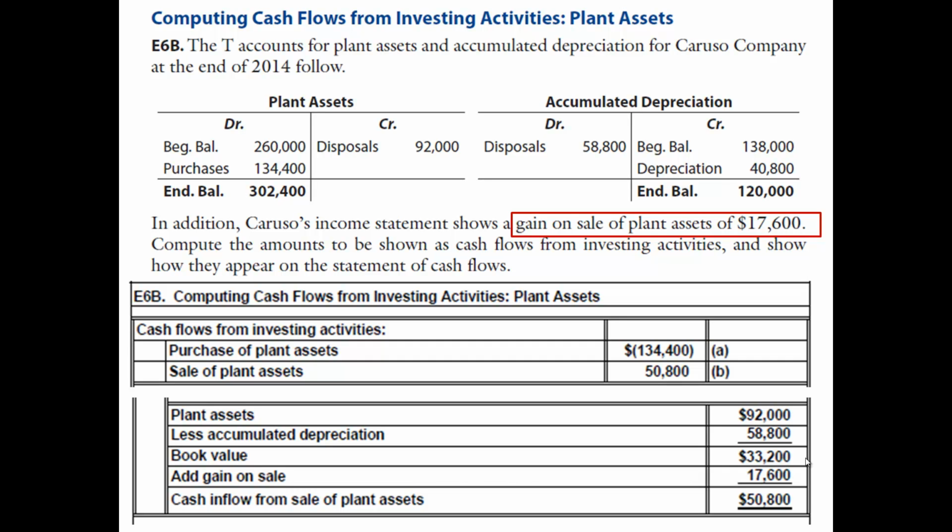If we had just sold it for its book value, we would only have collected $33,200. But since we actually had a gain on it, that means we collected $17,600 more than the book value. So if you add the book value plus that $17,600, that's where we get the cash inflow of $50,800.